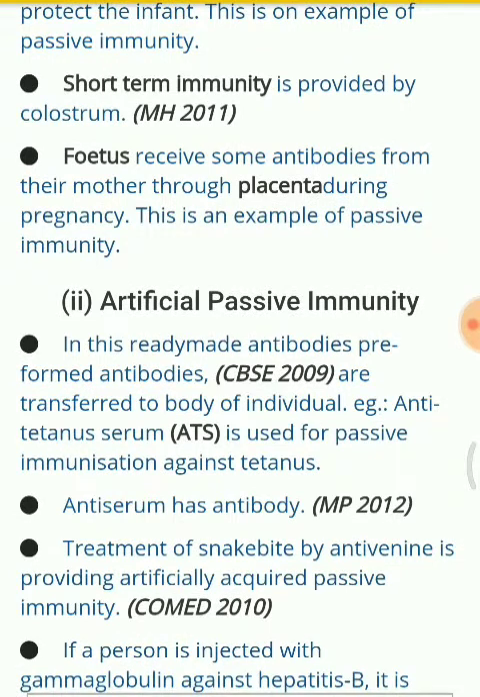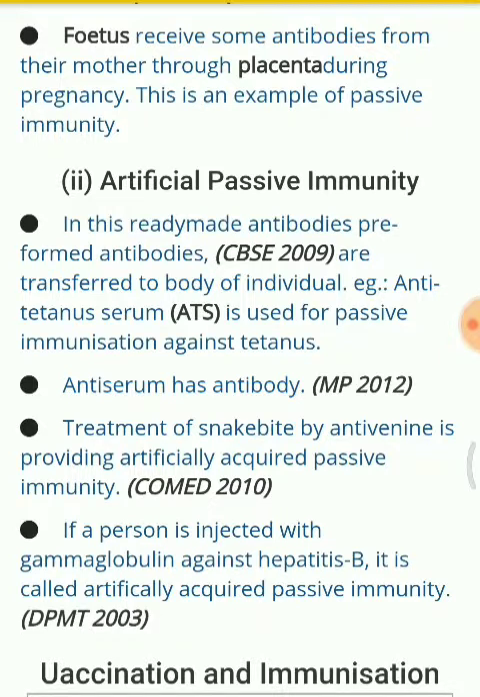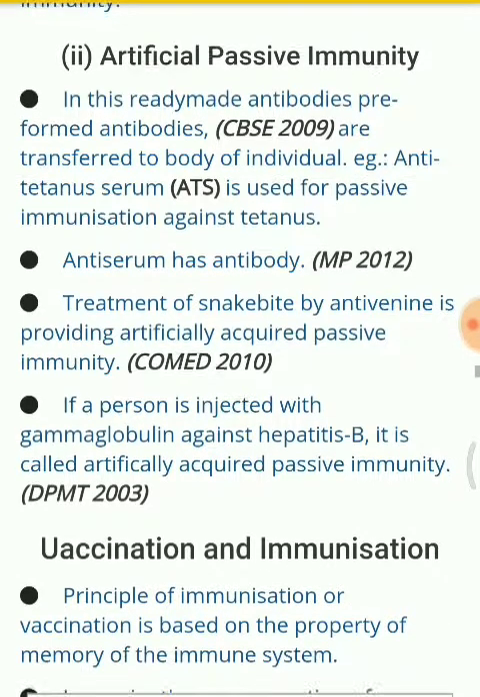Artificial passive immunity uses ready-made antibodies. Preformed antibodies are transferred to the body of the individual. Example: anti-tetanus serum (ATS) is used for passive immunization against tetanus. Antiserum has antibodies. Treatment of snake bite by antivenom is providing artificially acquired passive immunity. If a person is injected with gamma globulin against hepatitis B, it is called artificially acquired passive immunity.